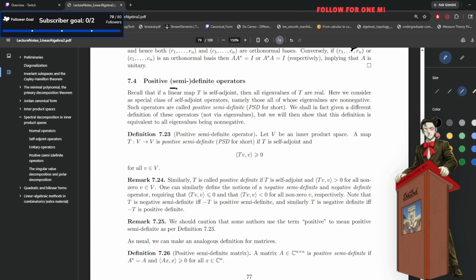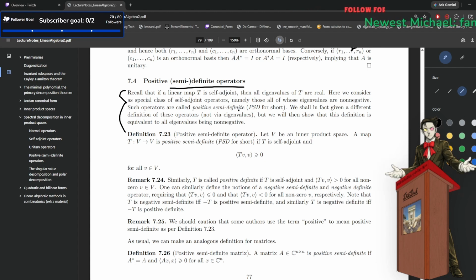7.4. Positive semi-definite operators. Recall that if a linear map T is self-adjoint, then all eigenvalues of T are real. This is what we've done quite a bit earlier at this point. Here we consider a special class of self-adjoint operators, namely those all of whose eigenvalues are non-negative, i.e. 0 or greater. Such operators are called positive semi-definite, or PSD for short.